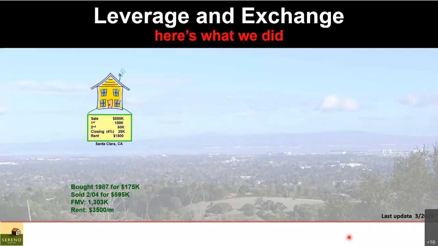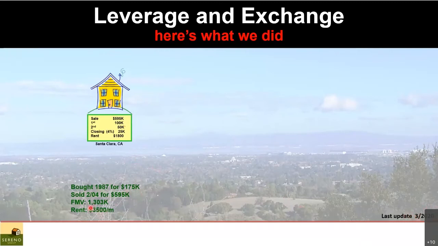Laura, this is a particular example that we have personally done, my wife and I. This was a property that we bought in 1987 for about $175,000. We sold it in February 2004 for $595,000. Today's fair market value, you see the last update, I've checked, the last price is in March of this year.